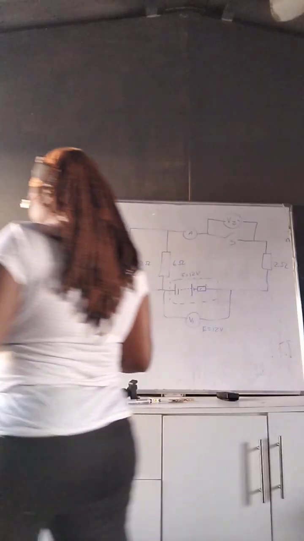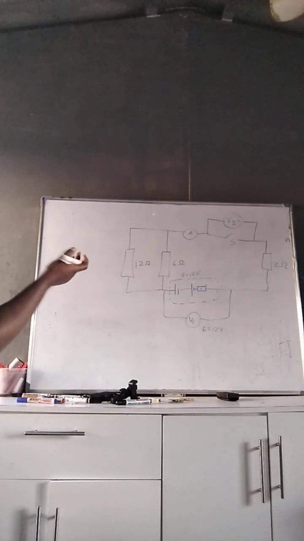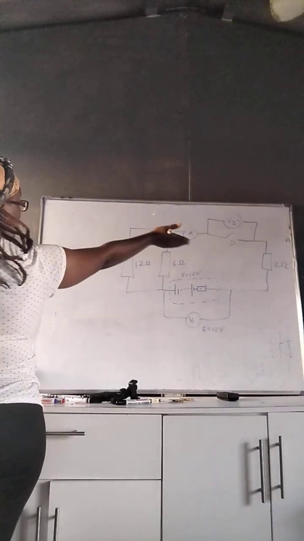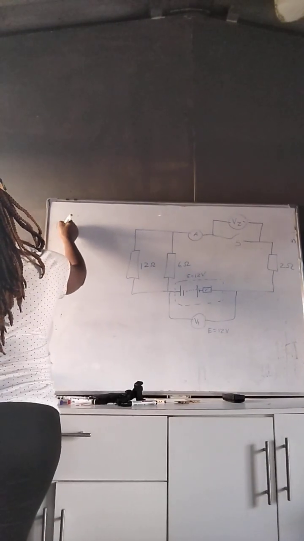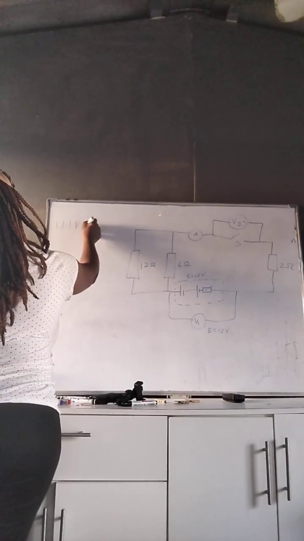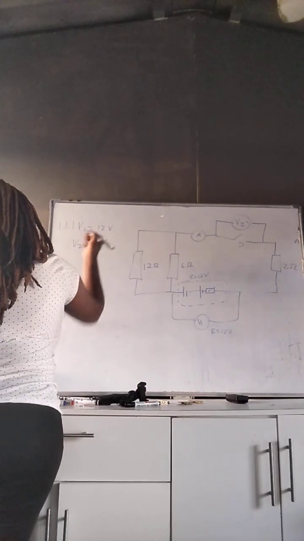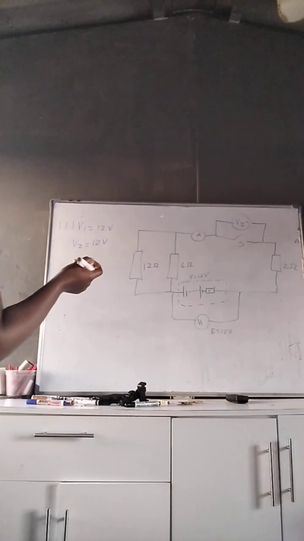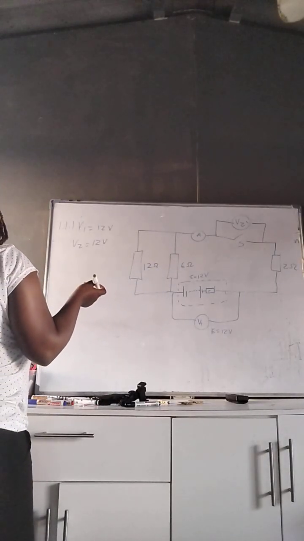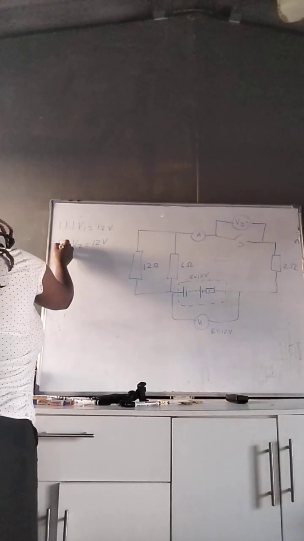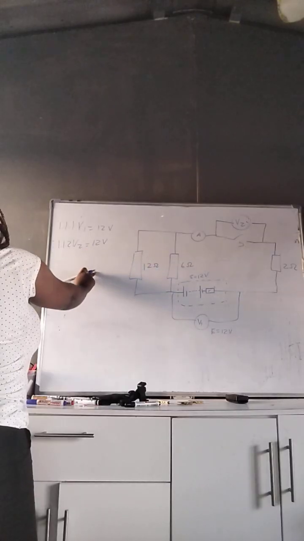So number 1, when the switch is open, there is no flow of current there, so it's just going to be 12 volts. So 1.1.1, V1 is equal to 12 volts and V2 is also equal to 12 volts, right? And then 1.1.2, this is the answer for 1.1.2, right?